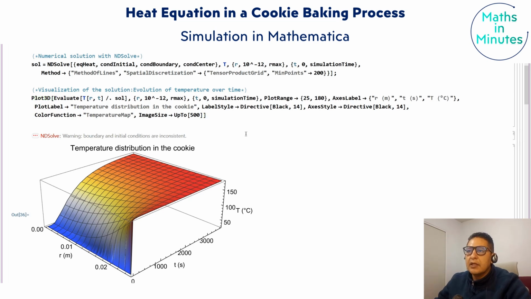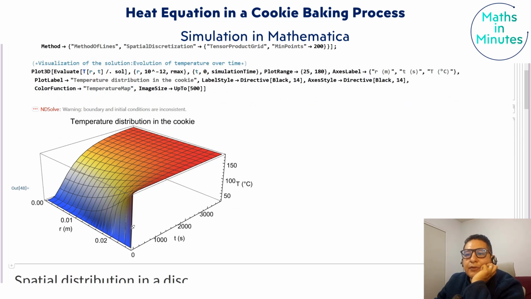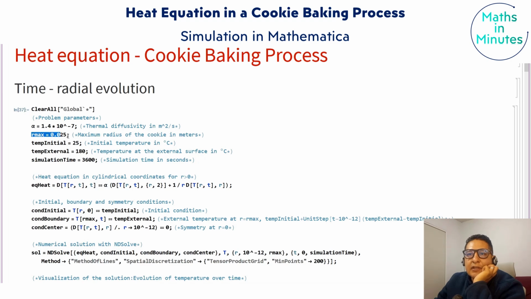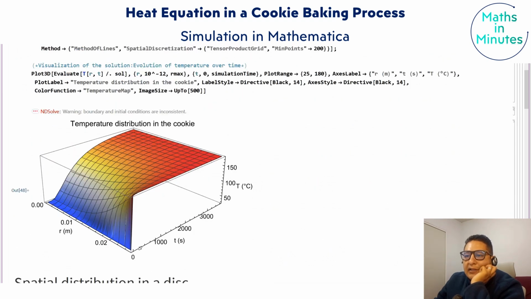So here in this 3D plot, you can see that the radius begins here at 0 and goes until 0.025 meters, that is the maximum radius that we defined. And in this other axis, we have time equal to 0 until 3600 seconds. In the vertical axis, we have the temperature. Of course, at the beginning, for all the radius, we are at 25 Celsius degrees, and over time it evolves.